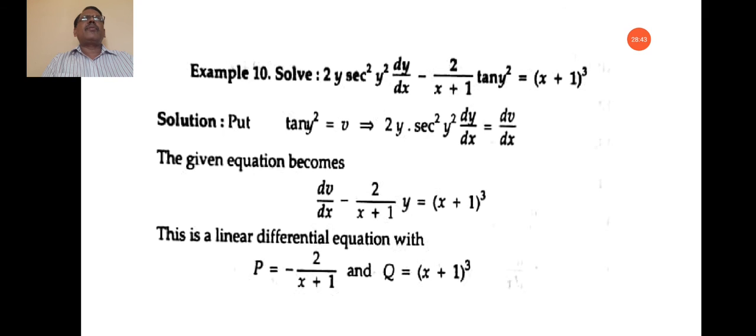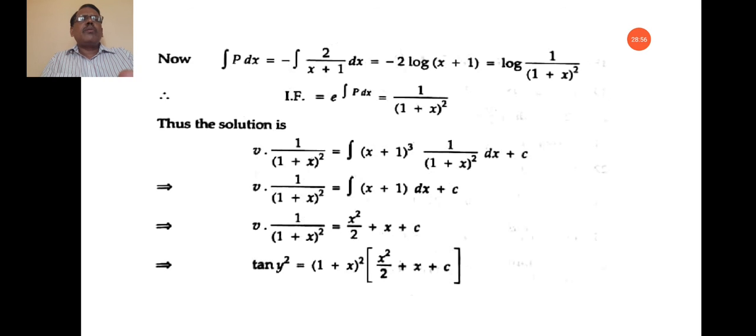This is a linear differential equation, a first order linear differential equation. Comparing with the standard equation, we get p is equal to minus 2 by x plus 1 and q is equal to x plus 1 whole cube. Now to find the integrating factor, before that, integral of p dx is equal to minus integral of 2 by x plus 1 dx, which is equal to minus 2 log of x plus 1, which is equal to log of 1 by 1 plus x whole square.